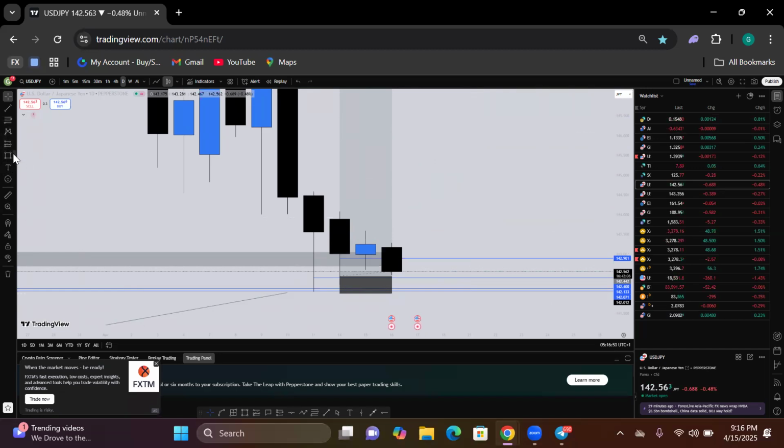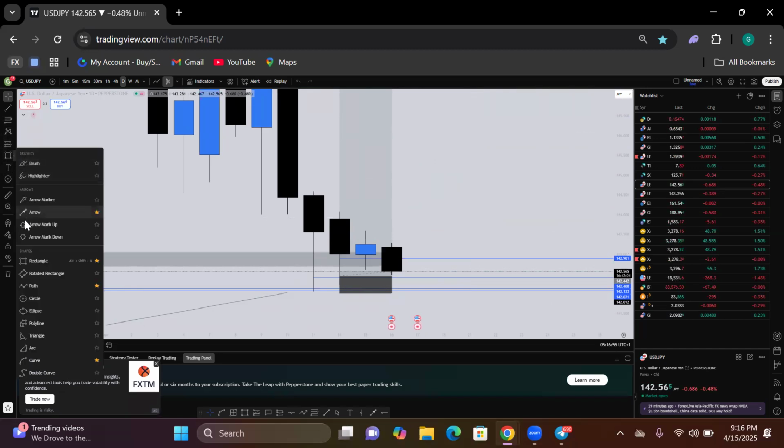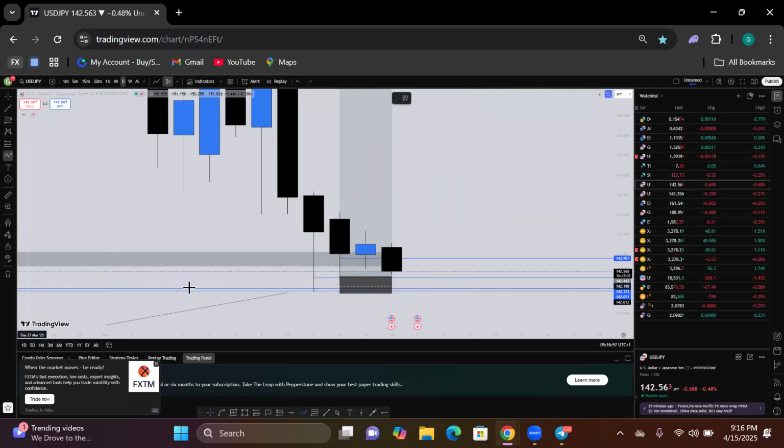And then we want to see price give us different SNR levels to play from, and then all the way to the upside, we want to see different SNR levels coming into play. Okay. Now this is going to take me to the lower time frame.